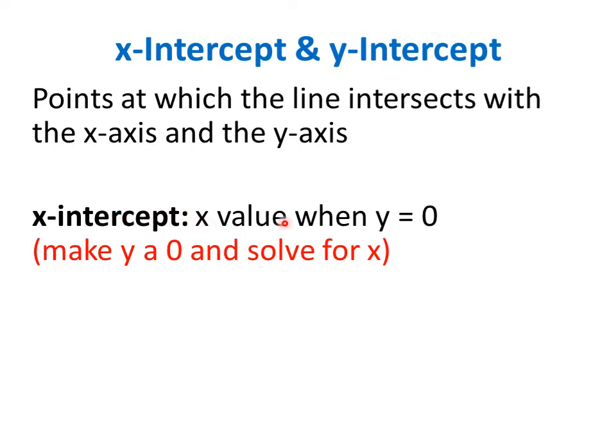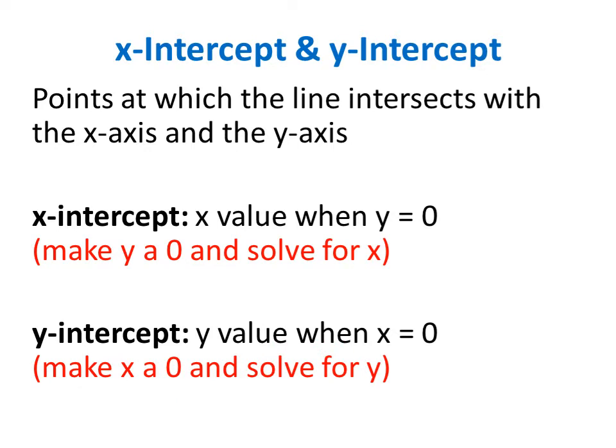Therefore, it is the x value when y is equal to 0. So to solve for the x-intercept, we simply make y equal to 0 and then solve for x. On the other hand, the y-intercept is the intersection with the y-axis, so it is the y value when x is equal to 0. So to solve for the y-intercept, we simply make x equal to 0 and then solve for y.